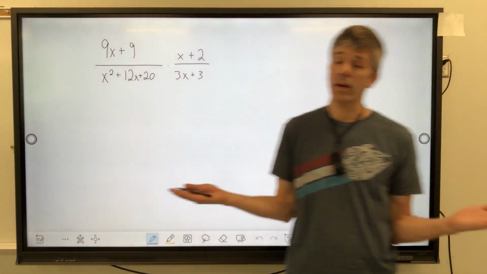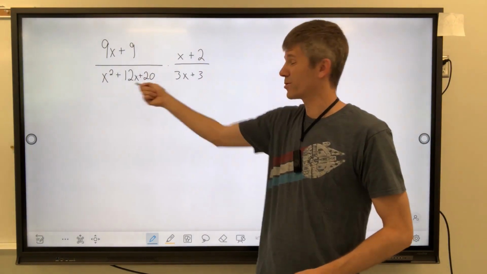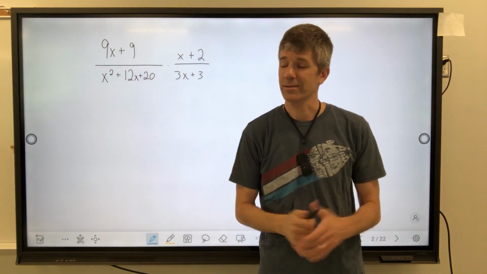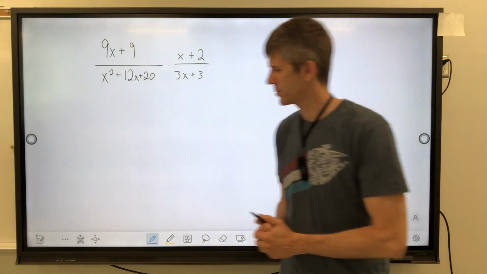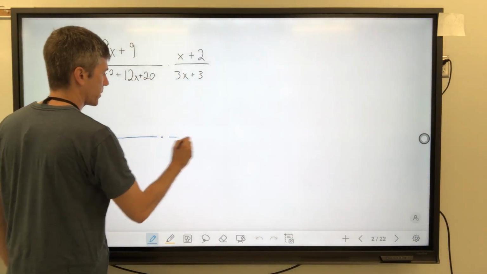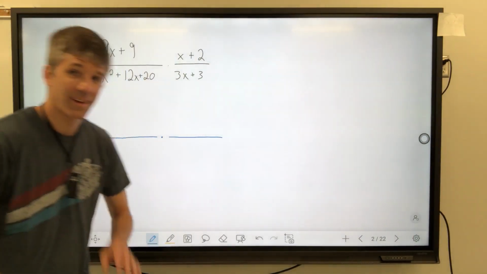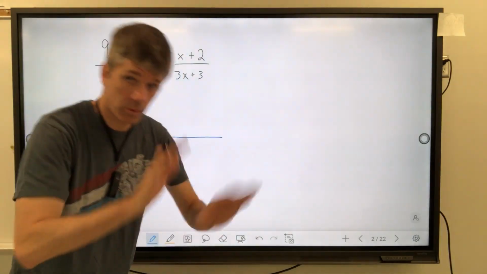Okay, up to this point, we have only dealt with monomials, and now we have a binomial, binomial, binomial, trinomial. Let's start by factoring. Always a good idea to start by factoring. Before we go any further, we need to figure out the best way to represent this. We have a fraction times a fraction.